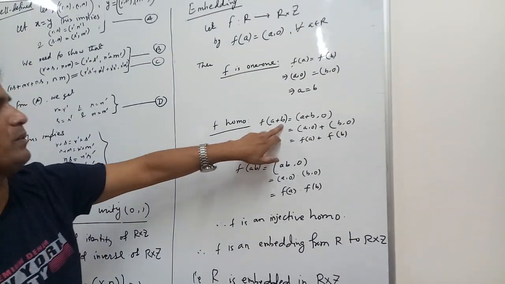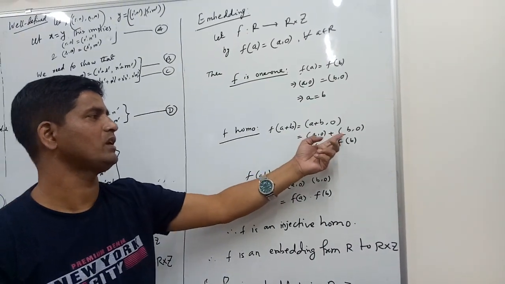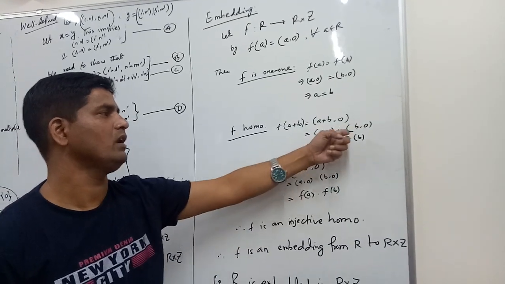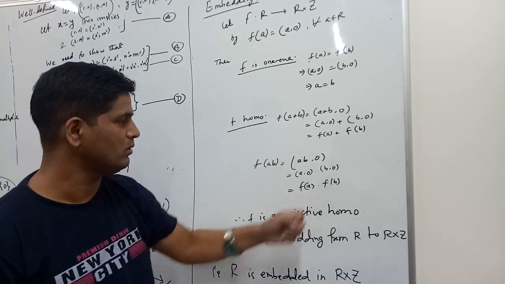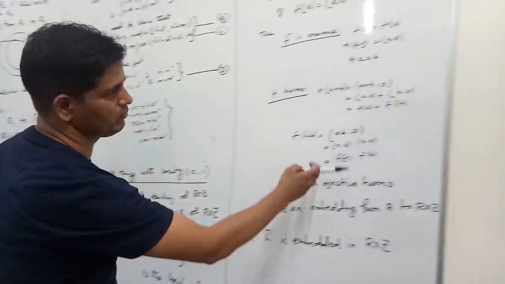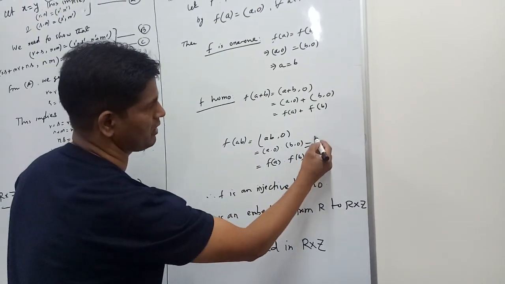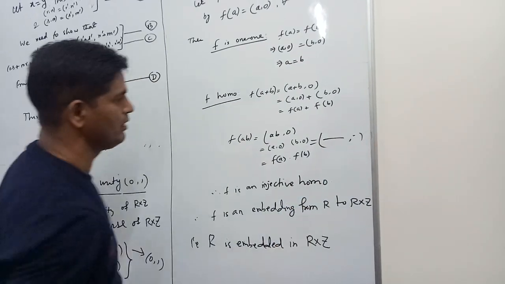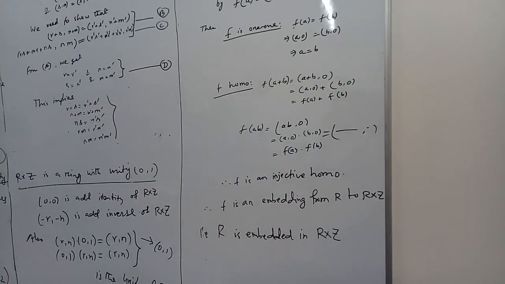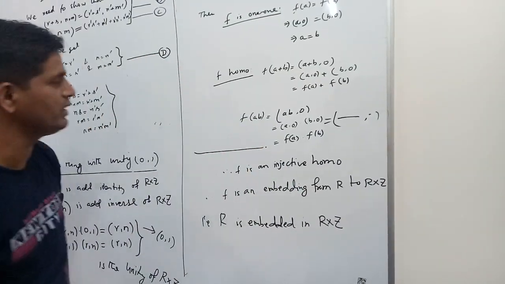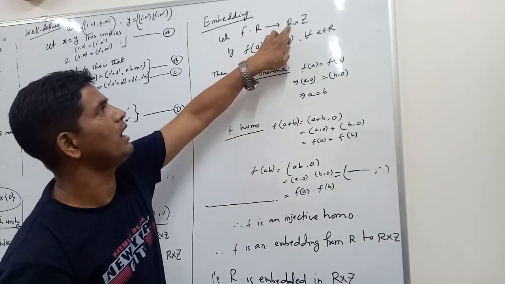Now F is a homomorphism. F(a+b) is, by definition, (a+b, 0), and then by the addition, (a,0) + (b,0), and (a,0) is F(a), (b,0) is F(b). Similarly, F(ab) = (ab, 0), and then by the definition of product, the product of these two elements is nothing but this. You can check it by calculation. So (a,0) is F(a) and (b,0) is F(b). So up to here we have proved that F is an injective homomorphism from ring R to ring R cross Z.